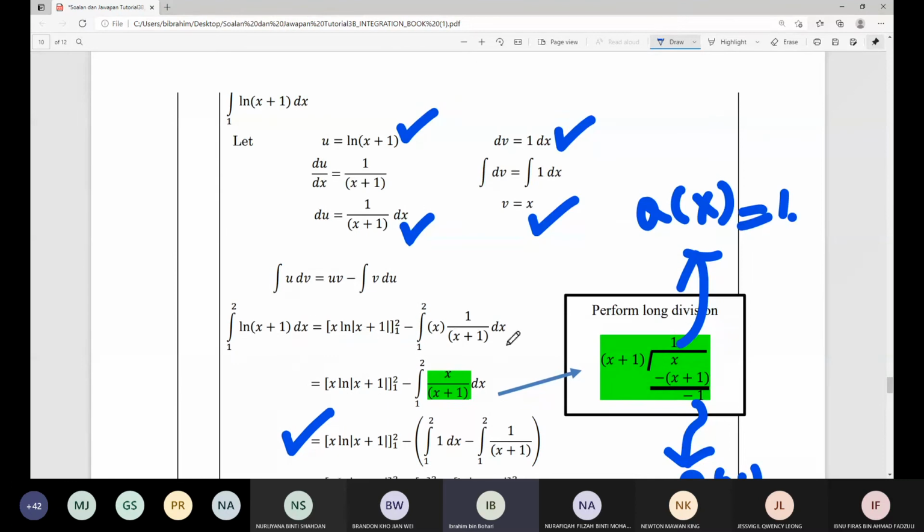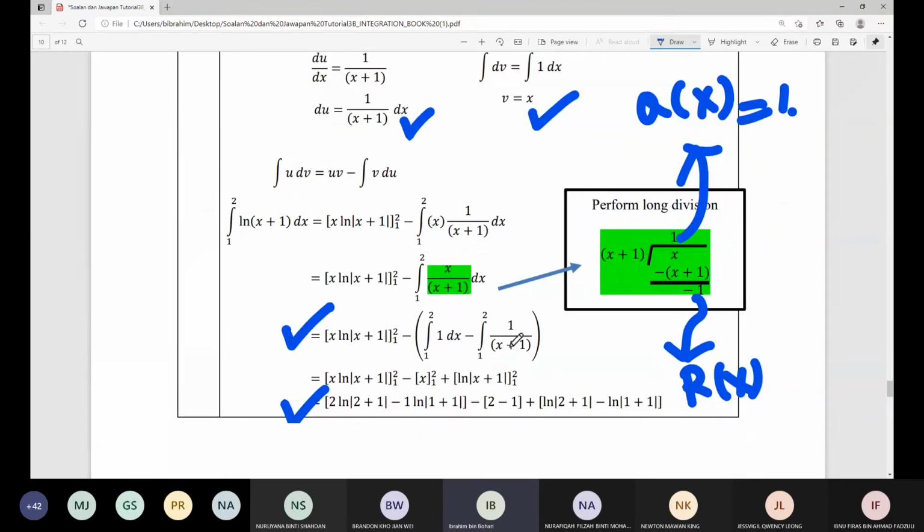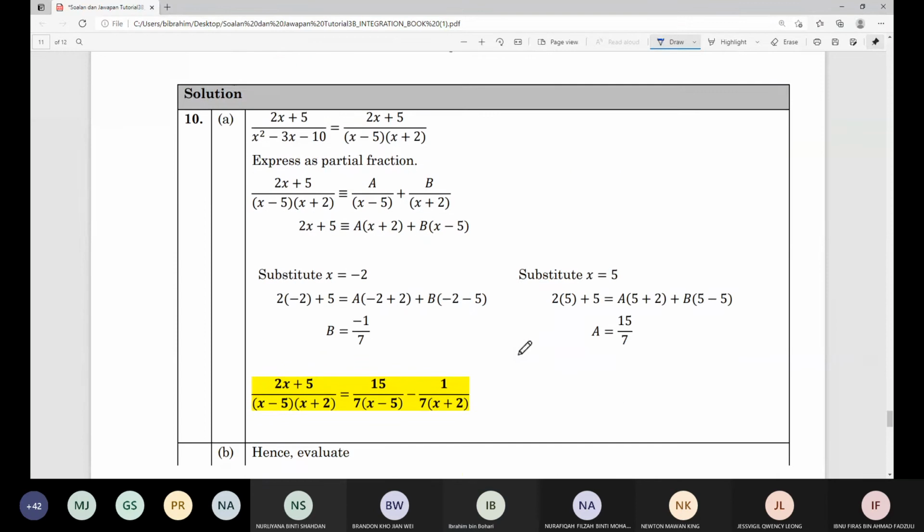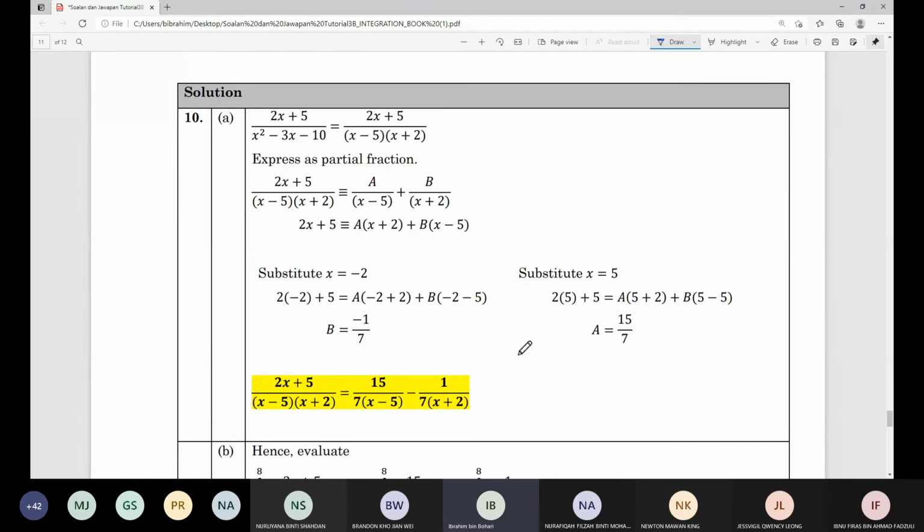Okay, settle. Question 9 and question 10. Question 10A, check the answer. Express the function in partial fractions: 2x plus 5 over x squared minus 3x minus 10. The denominator equals x minus 5 and x plus 2. This is the easiest, the linear denominator.